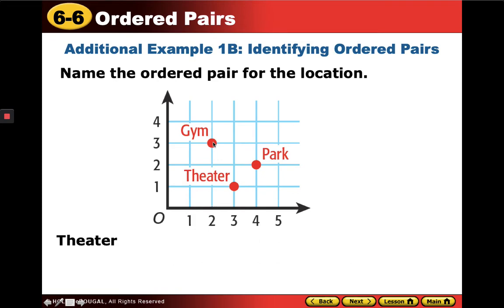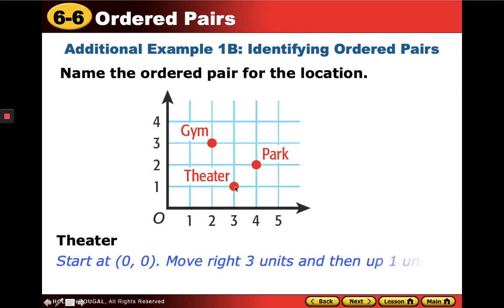Now the theater. If we think right or left first, we go 1, 2, 3 to the right, and then 1 up. So your ordered pair would be 3, 1. It's very important you do left or right first, and then up or down. If you do it the other way, you get to a different point on the coordinate grid.